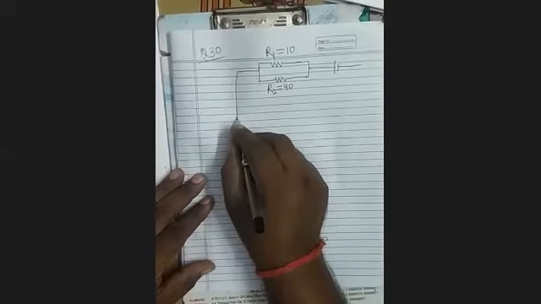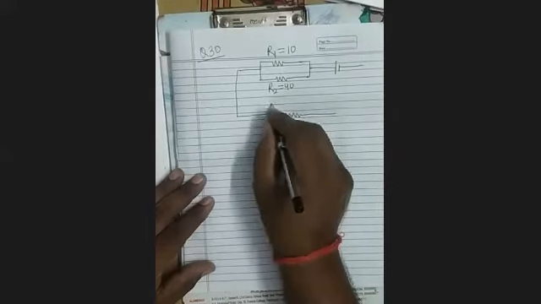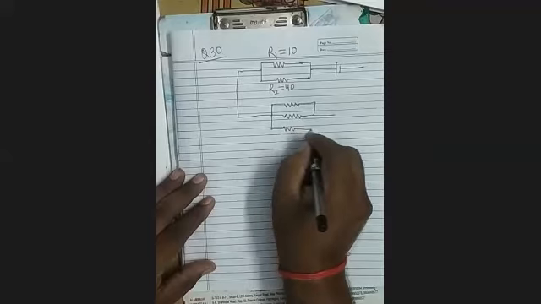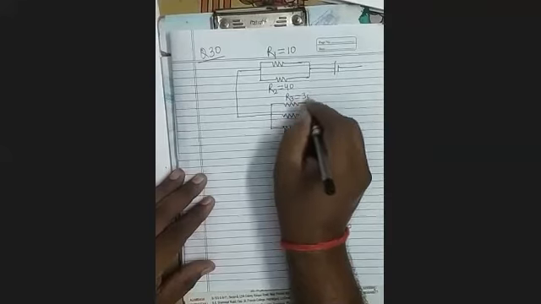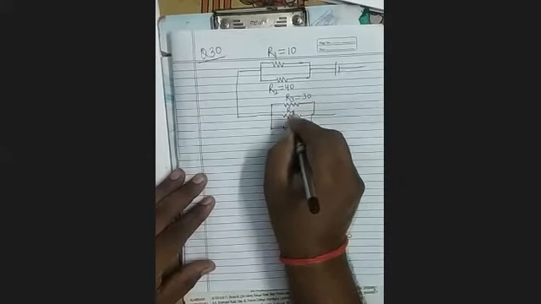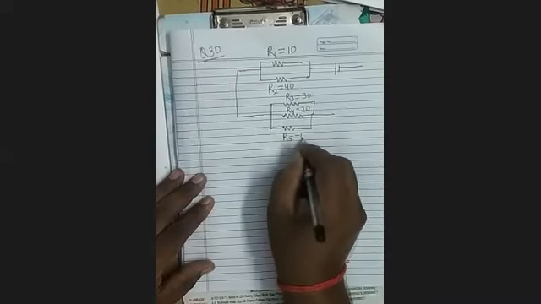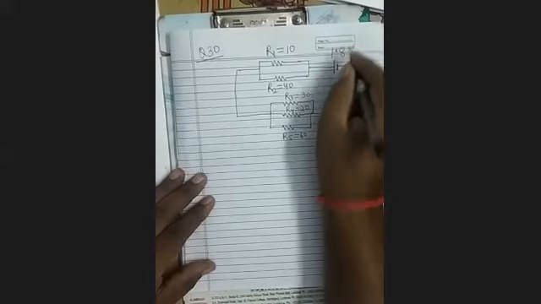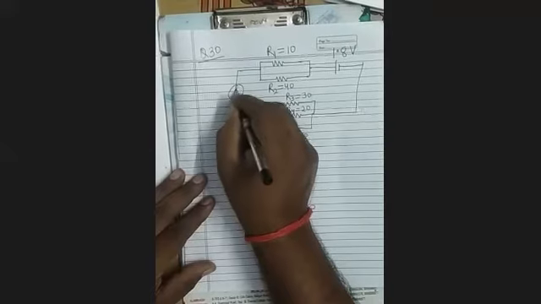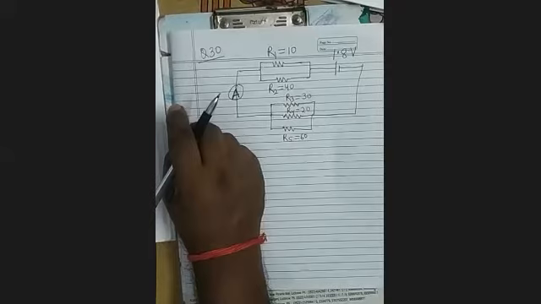Okay. And then there are 3 resistors. Here R3 equals 30, R4 equals 20, and R5 equals 60. And this is 1.8 volt. Here the ammeter is connected. It is clear?